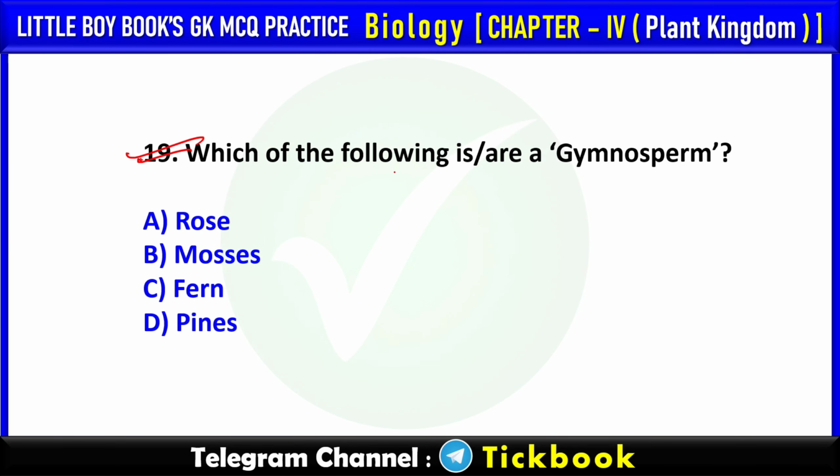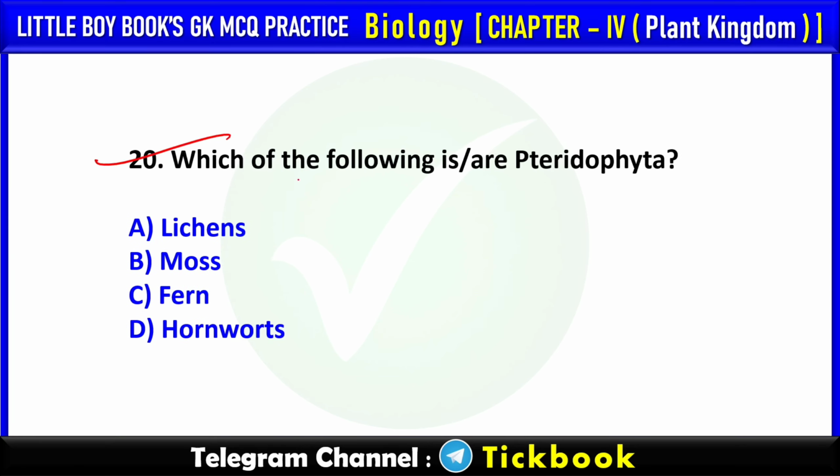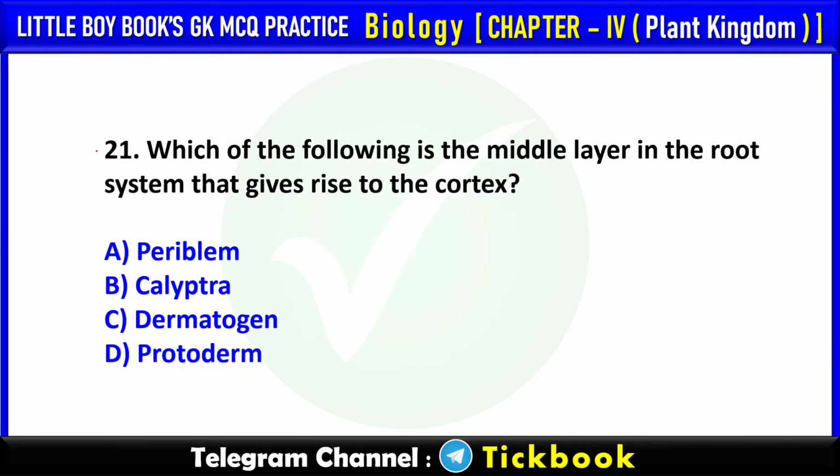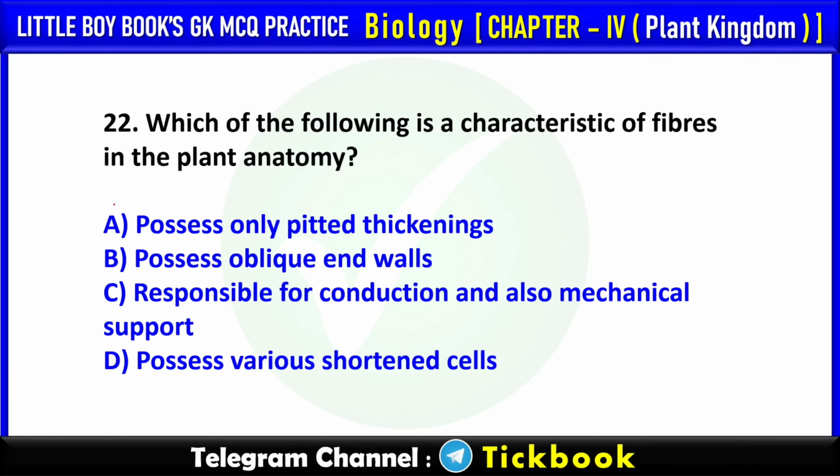Question number 19. Which of the following is a gymnosperm? Option number D. Pines. Question number 20. Which of the following is a pteridophyta? Option number C. Fern. Question number 21. Which of the following is the middle layer in the root system that gives rise to the cortex? Option number A. Periblem.